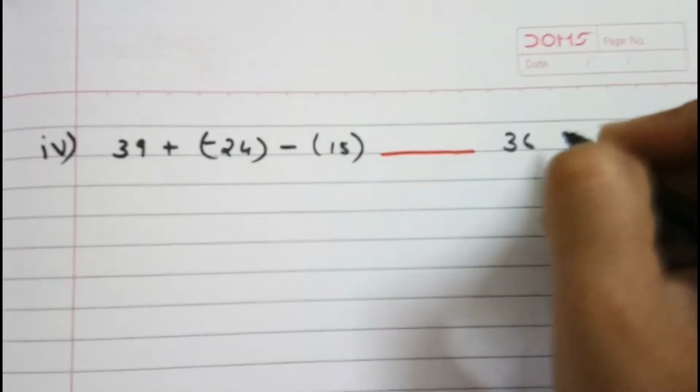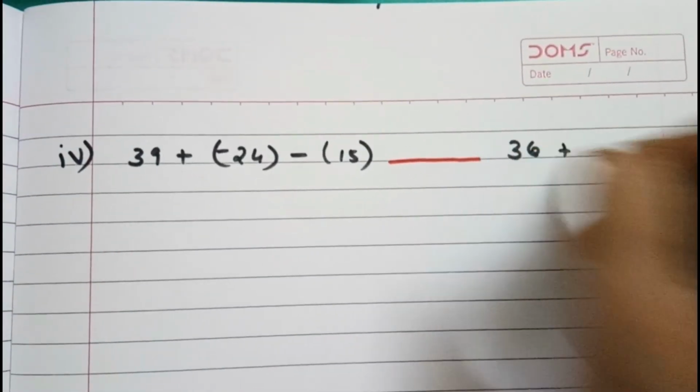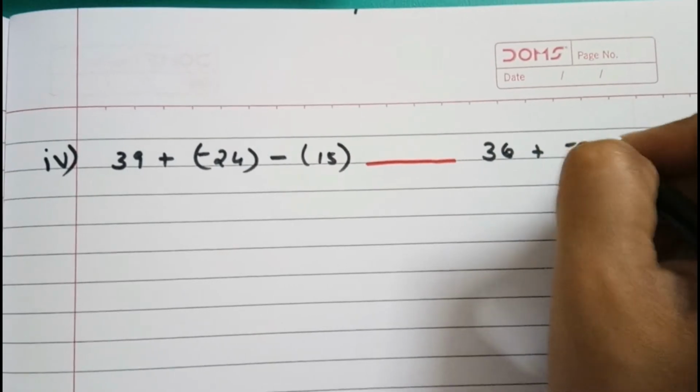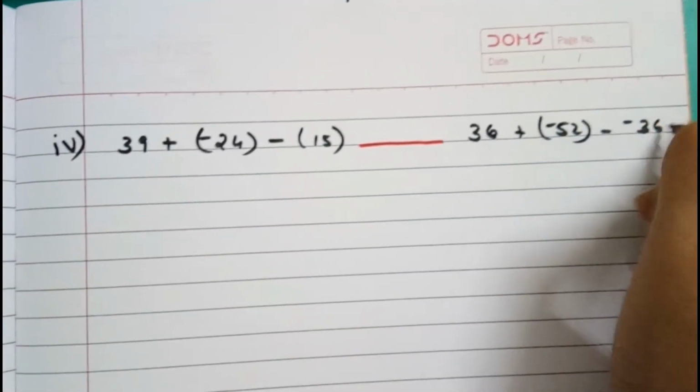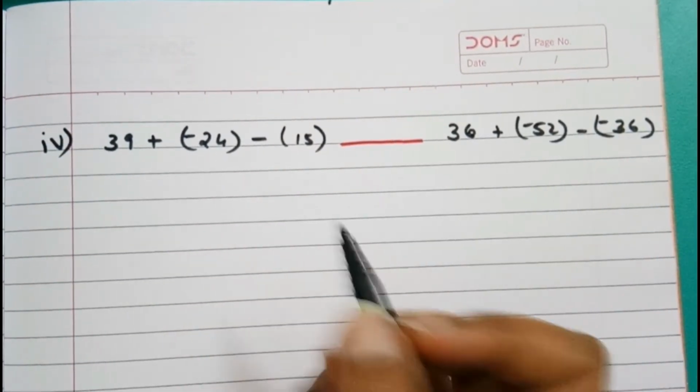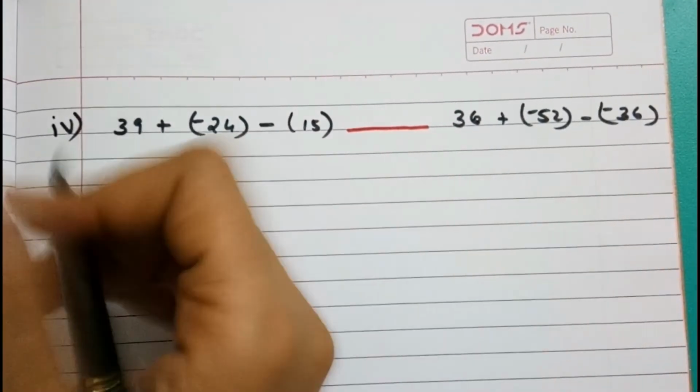would that be greater or less than 36 plus minus 52 minus 36. So first let's calculate this part.